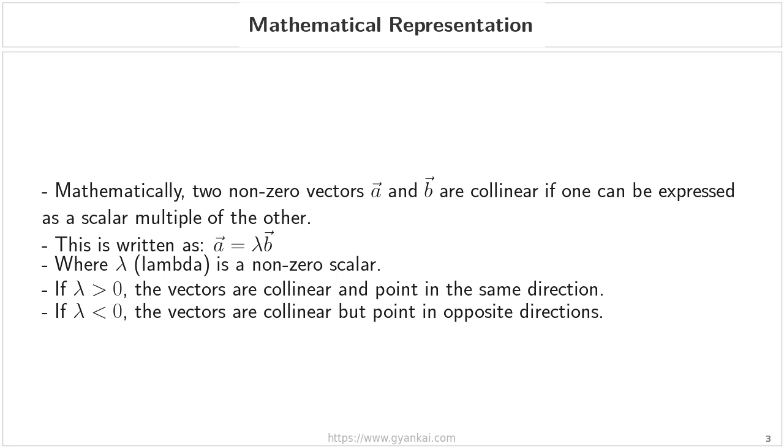Now that we have a conceptual grasp of what collinearity means in terms of direction and line of action, let's move from the visual idea to the formal mathematical language. This is where we can actually prove whether two vectors are collinear using algebra. Keep this formula in mind, because it is the most important tool you will use when solving problems involving collinearity.